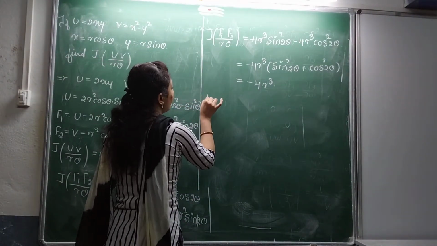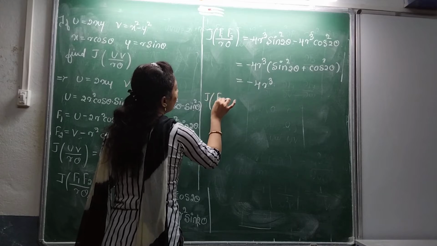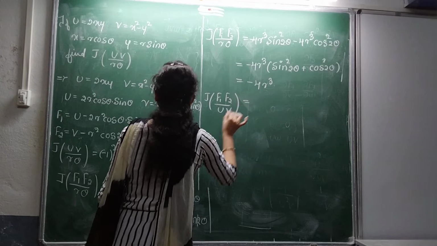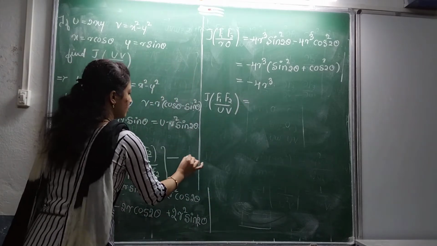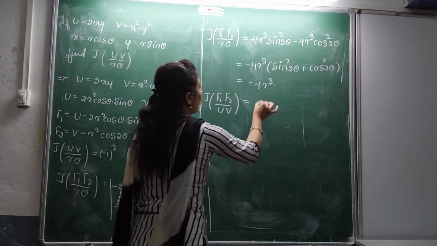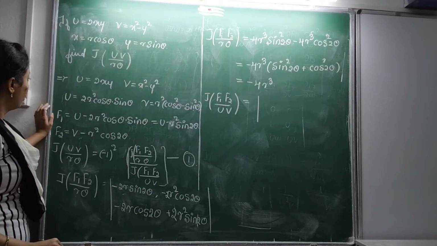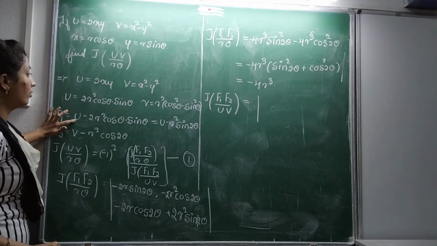Then next will be Jacobian of f1, f2 with respect to u v, call the previous result equation 1. Determinant of dou f1 by dou u, dou f1 by dou u is 1.